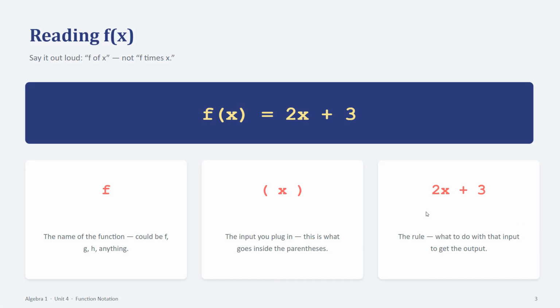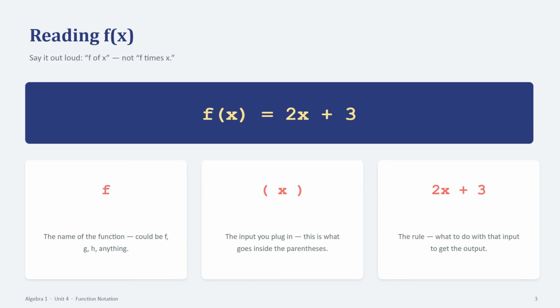Reading f of x. f of x equals 2x plus 3. In this equation, f is the name of the function. It could be f, g, h, or anything.